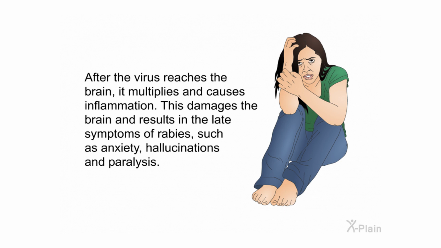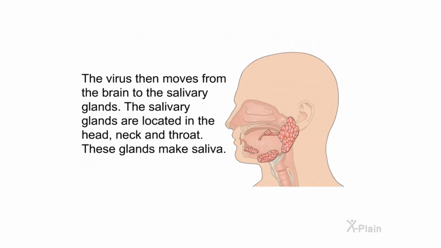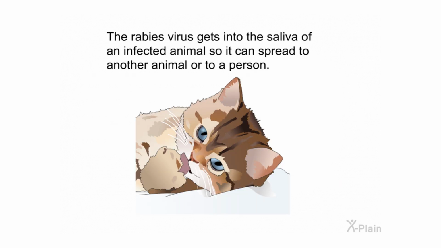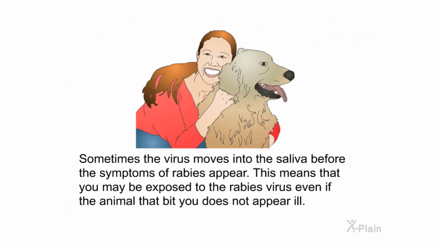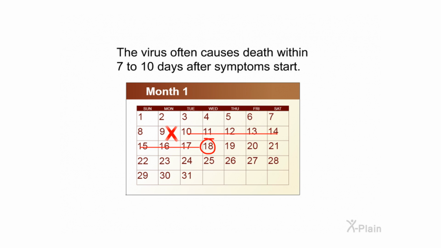After the virus reaches the brain, it multiplies and causes inflammation. This damages the brain and results in the late symptoms of rabies, such as anxiety, hallucinations, and paralysis. The virus then moves from the brain to the salivary glands. The salivary glands are located in the head, neck, and throat. These glands make saliva. The rabies virus gets into the saliva of an infected animal so it can spread to another animal or to a person. Sometimes the virus moves into the saliva before the symptoms of rabies appear. This means that you may be exposed to the rabies virus even if the animal that bit you does not appear ill. The virus often causes death within 7 to 10 days after symptoms start.